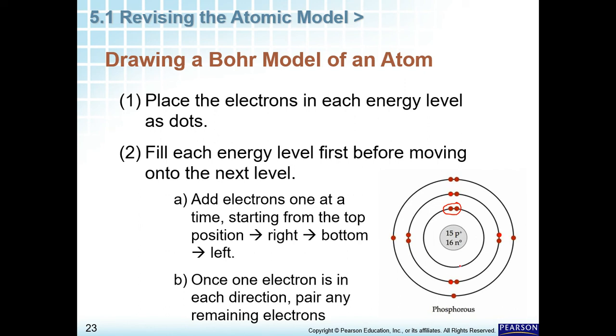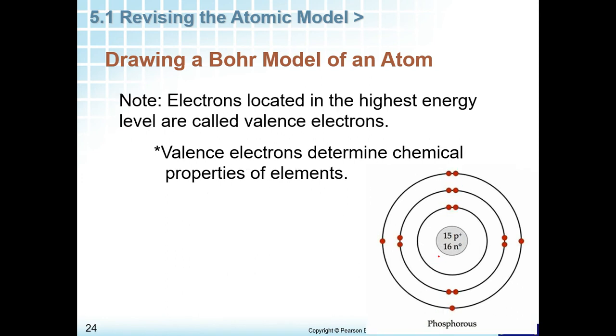This is an example of phosphorus, which has 15 protons and 15 electrons. Note, electrons located in the highest energy level, which is your outermost ring, are called valence electrons. And valence electrons determine chemical properties of elements. So here, phosphorus has 1, 2, 3, 4, 5 valence electrons.